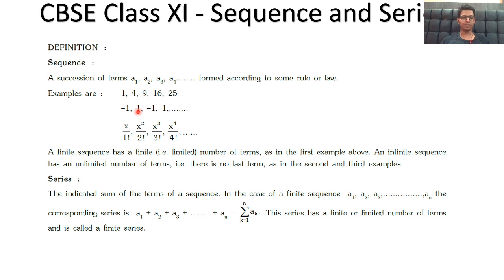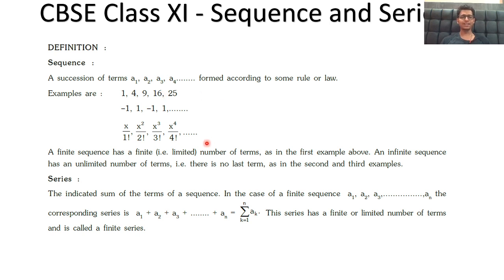For example, -1, 1, -1, 1. That is, let's say every alternate term is multiplied by minus. So it's governed by a rule that every next term is multiplied by minus. That's how we got the sequence. A finite sequence has a finite, that is limited, number of terms. As explained in the very first example, we have 1, 4, 9, 16, 25. We have only 5 terms.